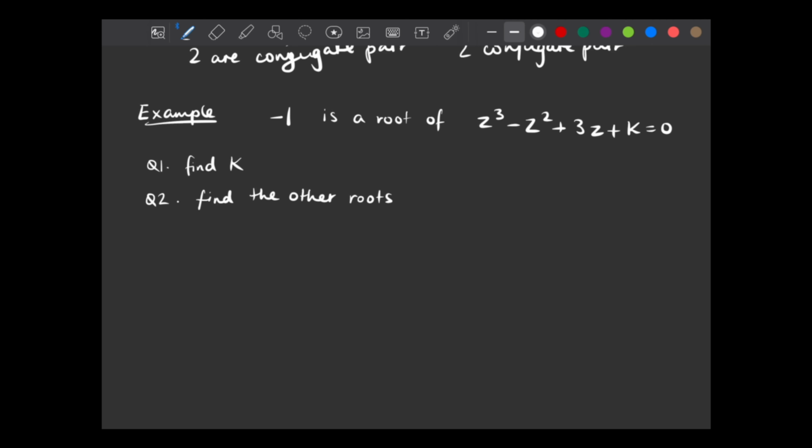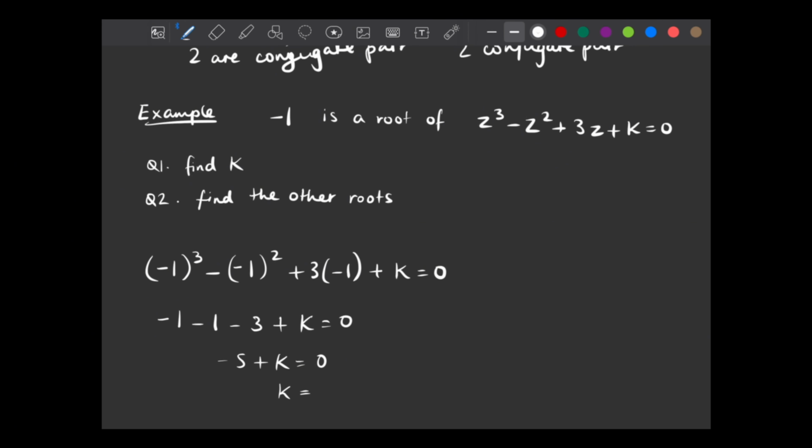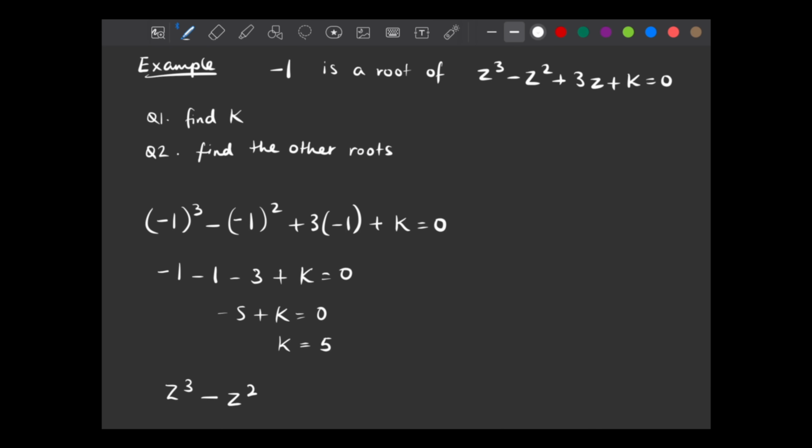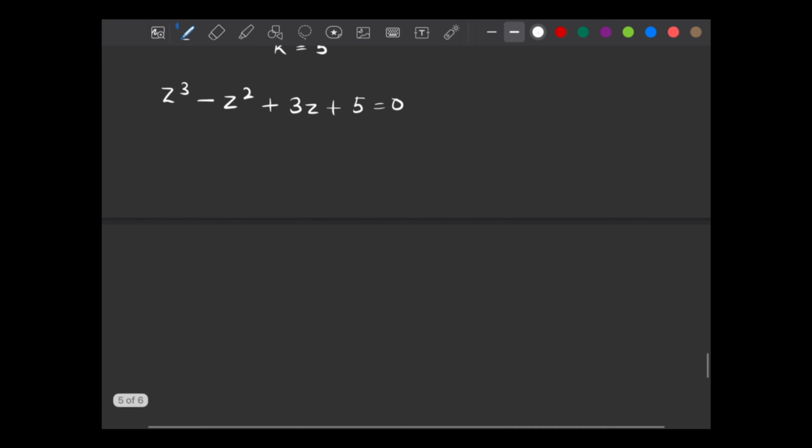So if minus 1 is a root of the equation, I can just substitute that in for z, and I know that this equation will be equal to 0 because it's a root. 3 times minus 1 plus k equals 0. So minus 1 cubed is just minus 1 minus minus 1 squared. Minus 1 squared is 1, so I end up with minus 1 again. Plus minus 3, so minus 3 plus k equals 0, so minus 5 plus k equals 0, so k equals 5. So we figured out what our cubic equation is. It looks like z cubed minus z squared plus 3z plus 5 equals 0. So this is our cubic.